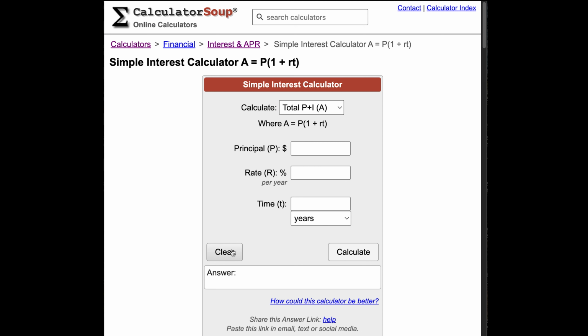Let's do one more example. Let's find the total interest and principal on an investment with a principal amount of $3,500, an interest rate of 7%, and a time period of 5 years.